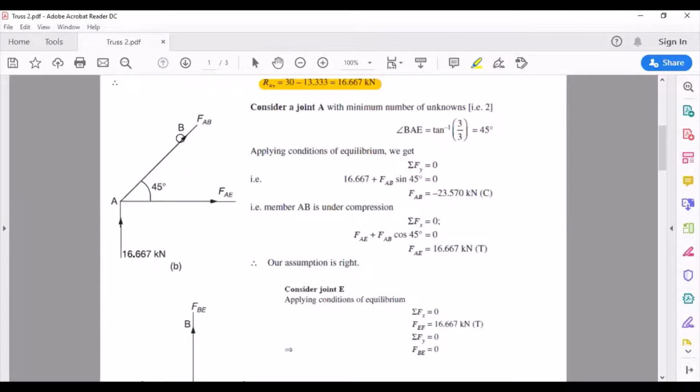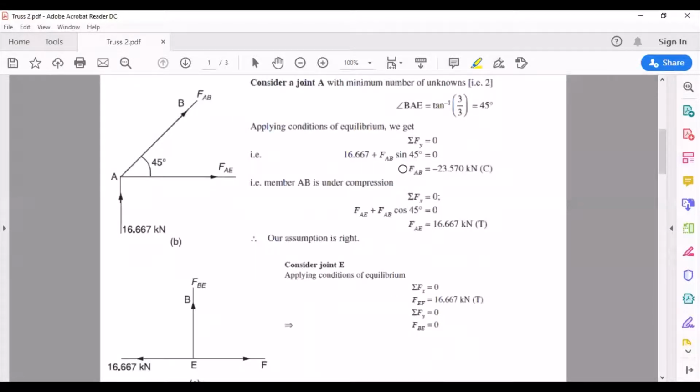Similarly, when I resolve this inclined force, I'll have one vertical component acting upwards and one horizontal component acting rightwards. This vertical component is FAB sine 45, because the angle given is with respect to horizontal. So it is 16.67 plus FAB sine 45. If you rearrange the terms, you find that FAB comes with a negative sign, which means that the direction of this component is to be reversed.